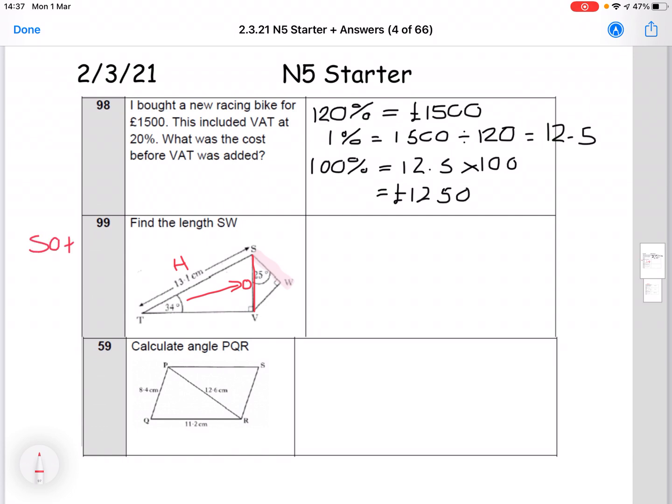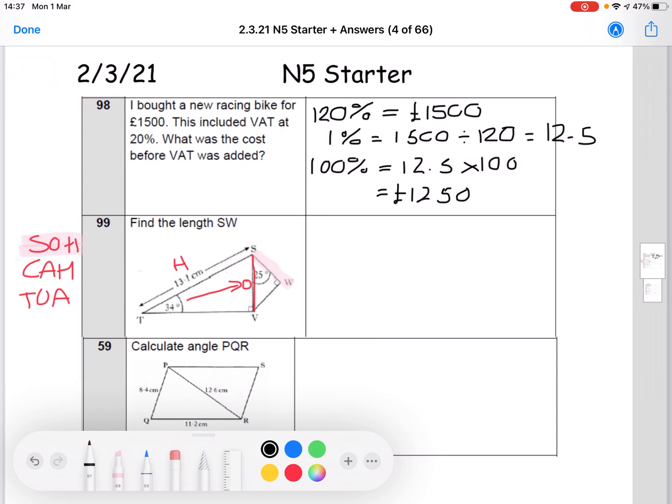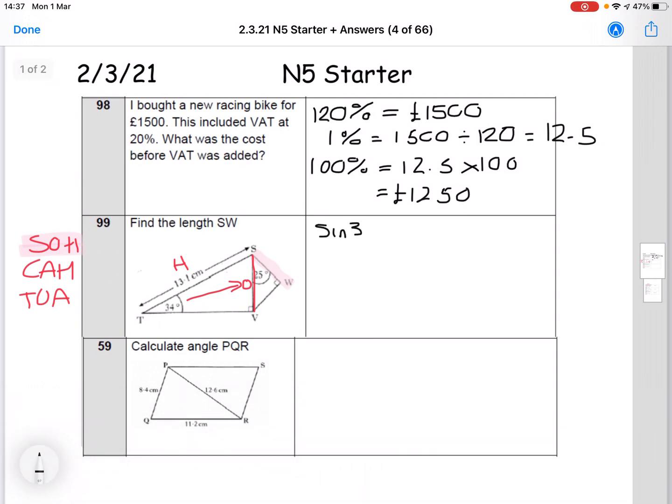So if you are thinking of SOHCAHTOA, we have H and O, which means we're going to use sine. So our calculation would be sine of 34 degrees equals the opposite side, which is SV, over the hypotenuse, which is 13.1. So S to V would be sine 34 times 13.1, which gives us an answer of 7.3 centimetres. And we can then use that in that second triangle.